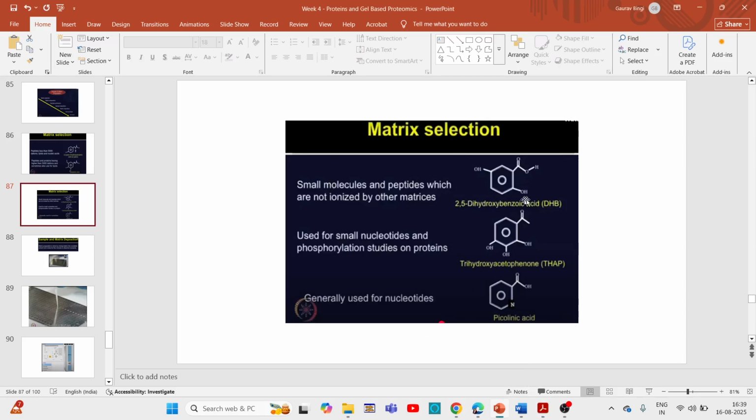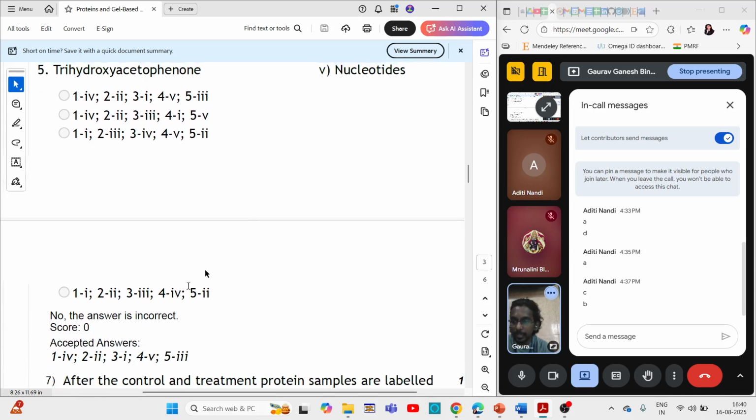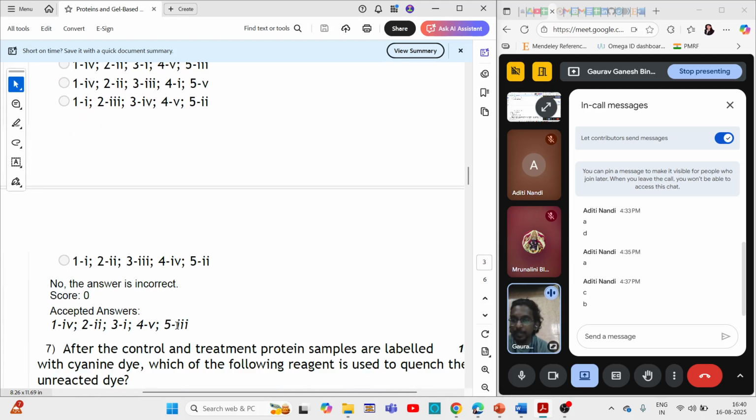And for small molecules, we use DHB, right? This is also for small nucleotides, the trihydroxyacetophenone. And generally used for nucleotides is picolinic acid. So as trihydroxyacetophenone is for nucleotides, picolinic acid is for nucleotides. So 5 is 3 and 4 is 5. So 5, 3 has only one option here. All others are having 5, 4, 5, 2. So the answer should be A, that is the first one, 5, 3.